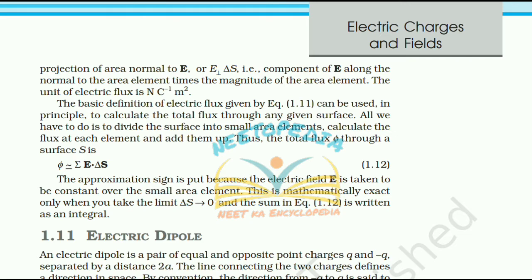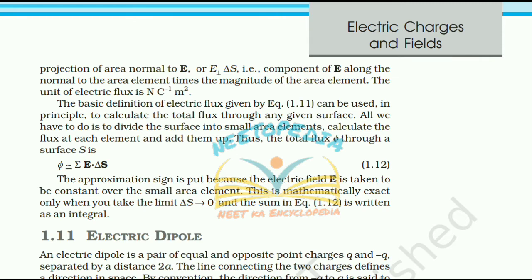The basic definition of electric flux given by the equation can be used, in principle, to calculate the total flux through any given surface. All we have to do is to divide the surface into small area elements, calculate the flux at each element and add them up. Thus, the total flux phi through a surface is approximately equal to the summation of E dot delta S.